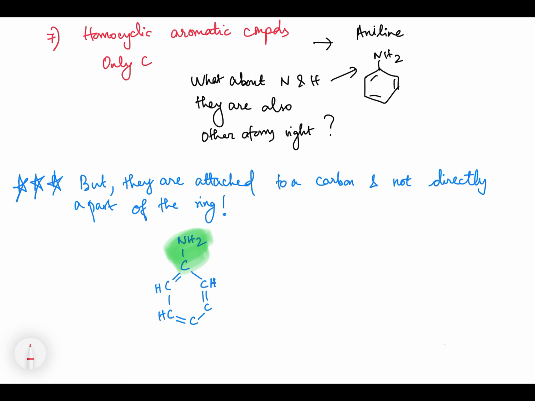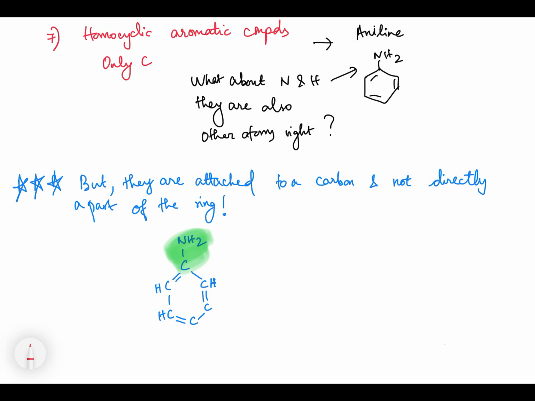Now, you may ask me, is aniline a homocyclic aromatic compound? My answer to that, yes, it is a homocyclic aromatic compound because aniline is basically C6H5NH2. I've drawn and shown you. There are nitrogen and hydrogen in that compound, but they are attached to a carbon and they are not directly a part of the ring. Now we are talking about the atoms which are directly a part of the ring. So that is benzene. Basically you can see I have highlighted in green. To that carbon the NH2 group is attached. That is aniline. One of the hydrogens is replaced by NH2. That's it.